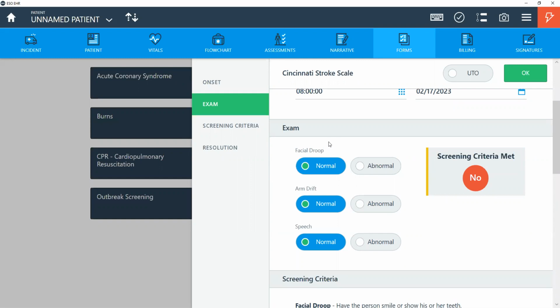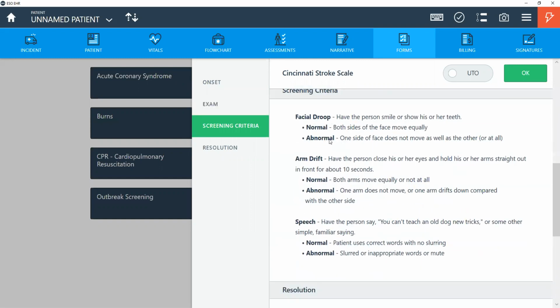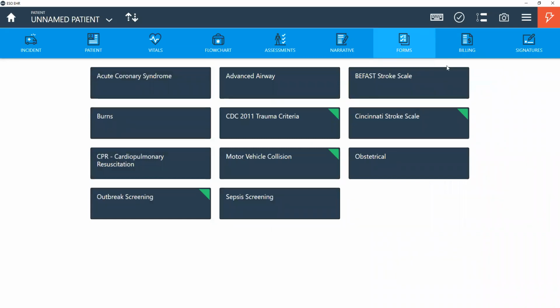If I'm not sure how to perform the exam, I can also scroll down just a little bit further and look at the screening criteria for that specific exam, right? This allows us to provide a consistent exam to all of our patients that are presenting with these symptoms, right? And this consistency also allows us to effectively communicate our findings to the hospital, right? So that what we see and how we communicate it is what the hospital expects to hear, and it's going to be interpreted in the same way that they would interpret it or communicate it.